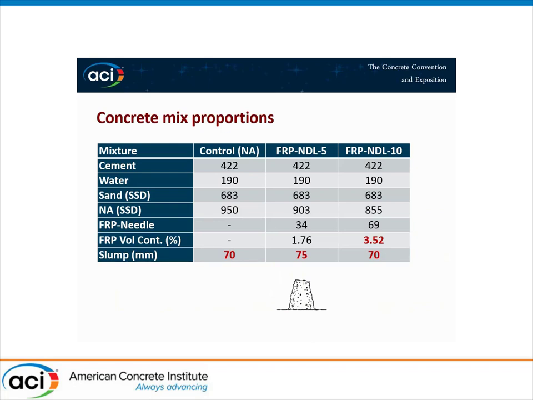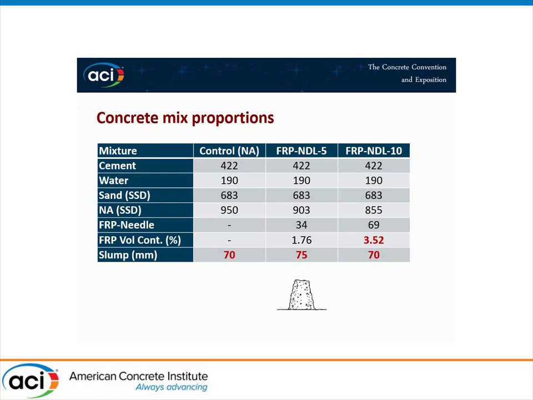So, in our initial work, we made three types of concrete mixes. The first one, first column, is the control one. In the second one, we replaced 5% of the coarse aggregate by volume by these needles. And in the third one, we replaced 10% by volume of the coarse aggregates with the needles. As you can see, everything else is almost the same in the other two mixes. Okay, so the mixes are very similar, and we had to use a little bit more superplasticizer in the needle incorporated ones. And yes, we carried on with our test.